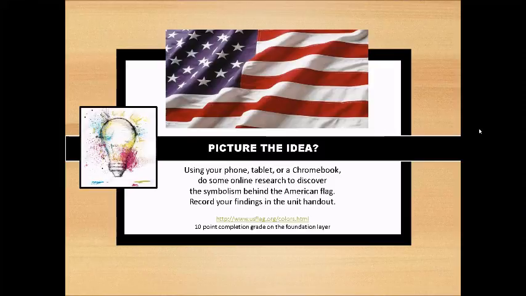As you are not in class, you probably don't have your unit handout with you, so do research on the American flag. Try to find out what the stars represent, the stripes represent. Why do they use stars instead of circles? Try to find out what the colors represent. Record that on a sheet of paper and bring that to class on your return. You can staple that to your unit handout, and I can give you the completion grade for doing this work.